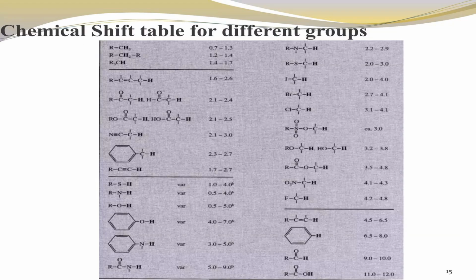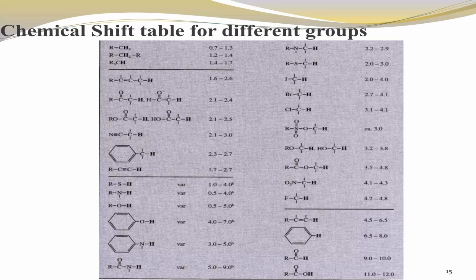Now, a chemical shift table for different groups. So this is a table showing different groups with their chemical shift given in ppm. First RCH3, the methyl group, has 0.7 to 1.3. Then there is R3CH, 1.4 to 1.7. So this shows different groups with their chemical shift in ppm.